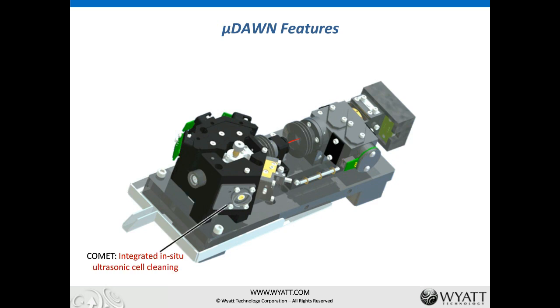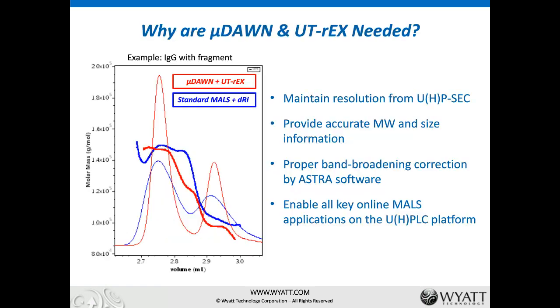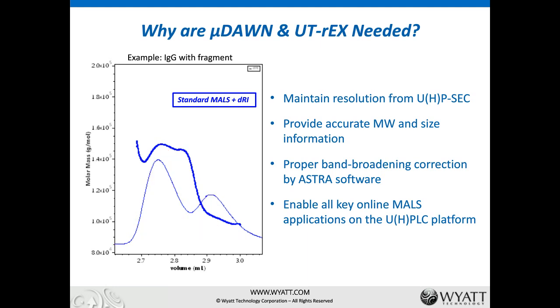It has an integrated in situ automatic flow cell cleaning device called Comet. With all those features, we're now ready to use the detector for UHPLC application. Here is an example of a protein sample, IgG, with a fragment. And we compare the results from the two sets of detectors.